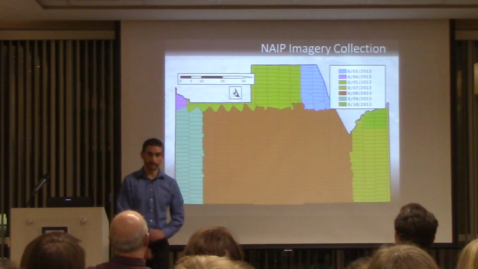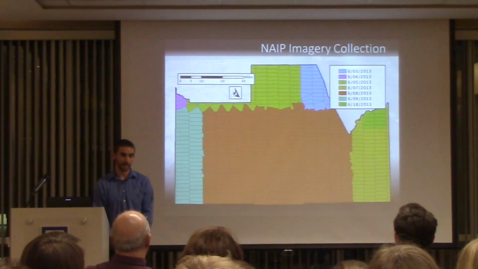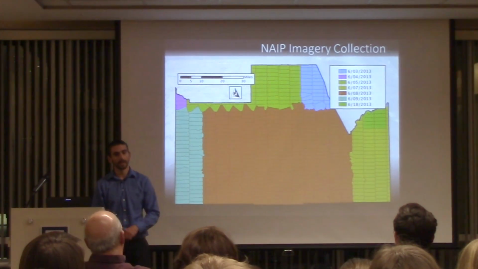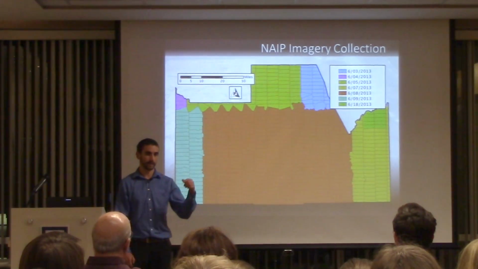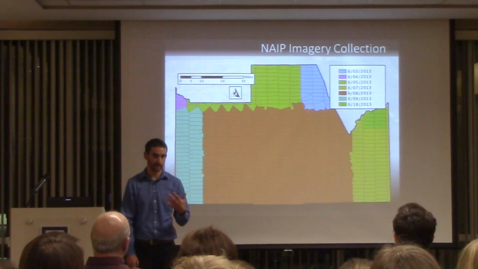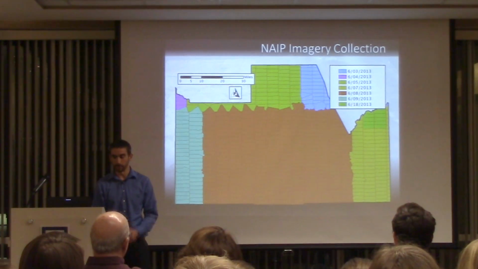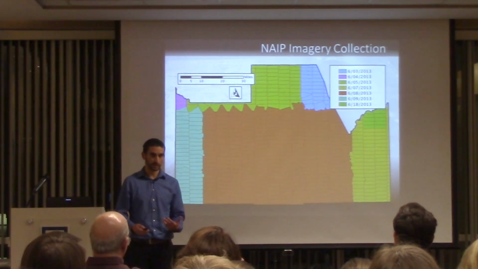Real quick, looking at the NAIP data, these are the collection dates for the NAIP imagery. Because it's aerial photography, not satellite, it's collected in flight paths. So the images aren't taken at the same time every day or on the same day. All these different days have different times as well, and so it confuses some of the values.